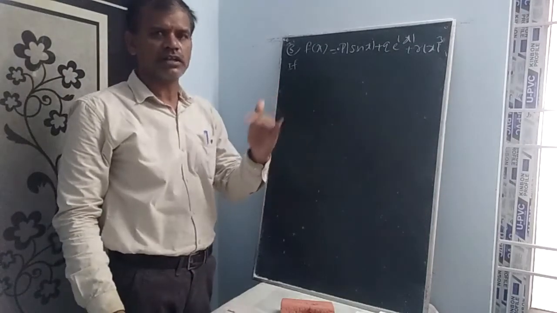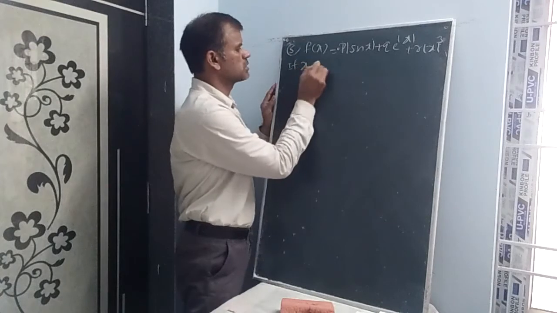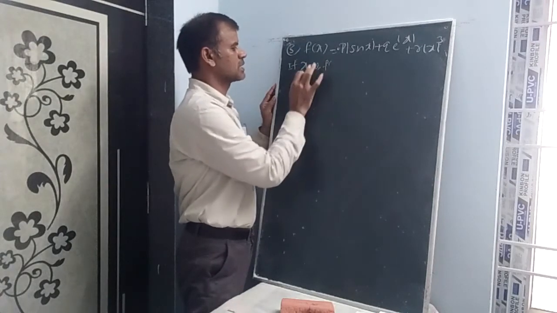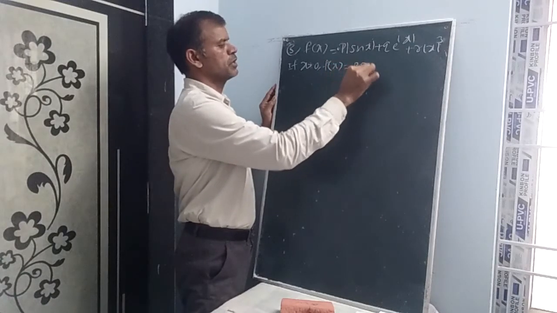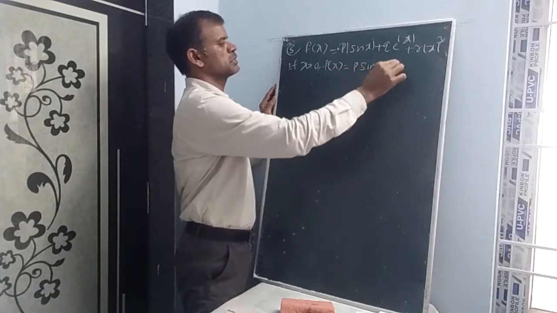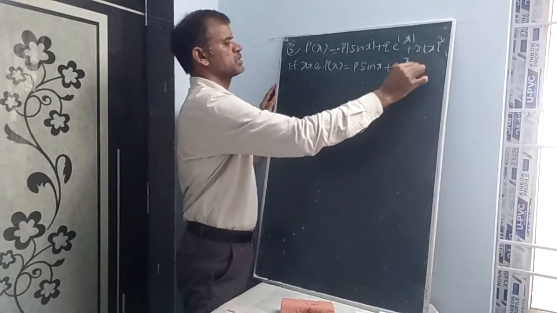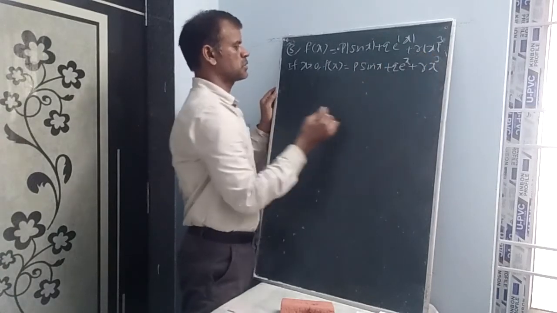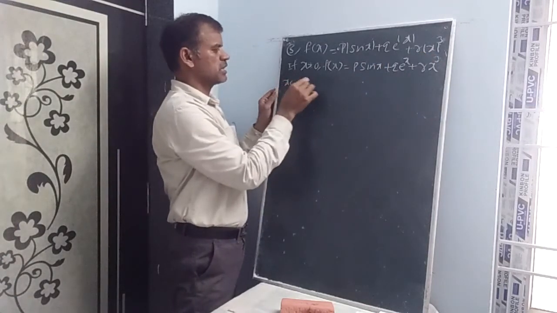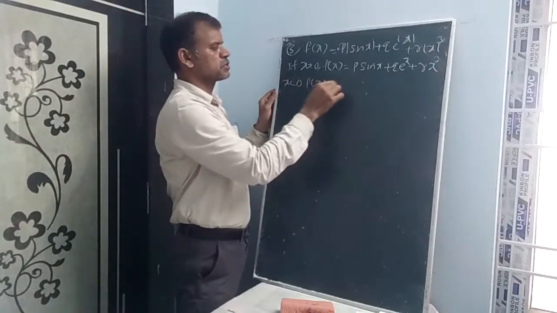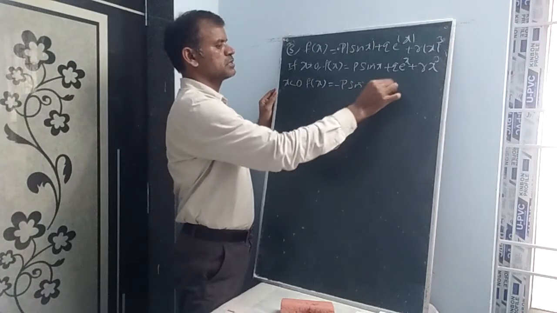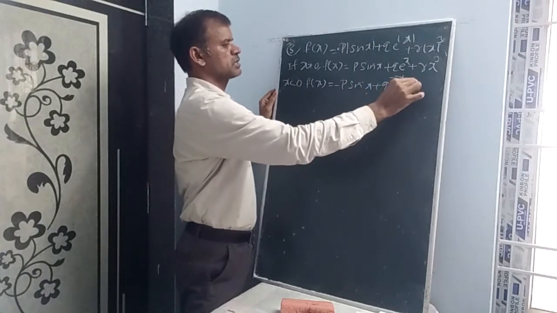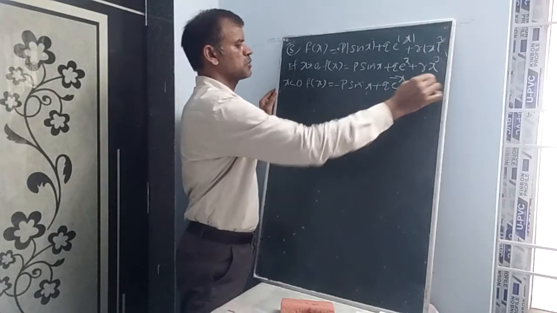So, LHD and RHD let us verify. Let x greater than 0. So, take positive neighborhood. So, p into sin x positive plus q into e power x, this is positive, plus r x cube. Next, if x less than 0, f of x you can write as minus p sin x, plus q e power minus x, minus r x cube.